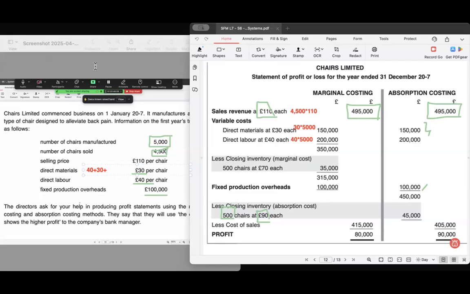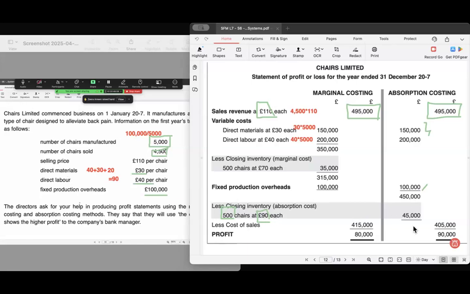Divided by total number of chairs manufactured. What divided by total chairs manufactured? Fixed production divided by the total chairs. Yes, correct. So 100,000 divided by 5,000 is equal to 20. Therefore, we get the cost of producing the chair is 90 pounds. So 500 into 90 pounds is equal to 45,000.